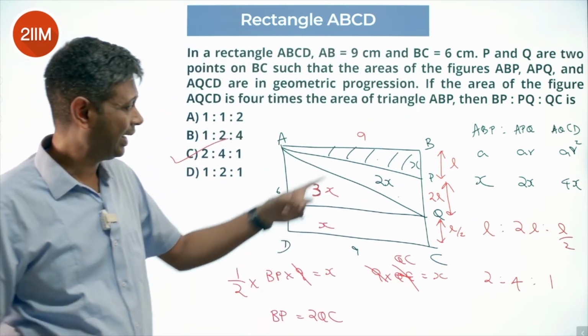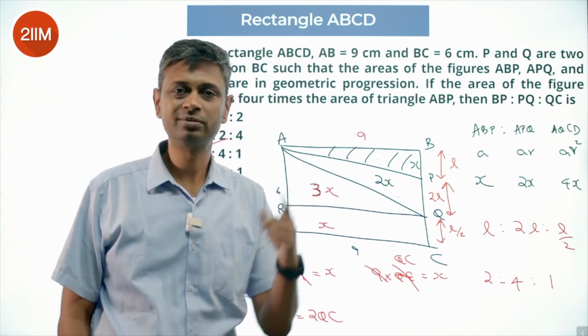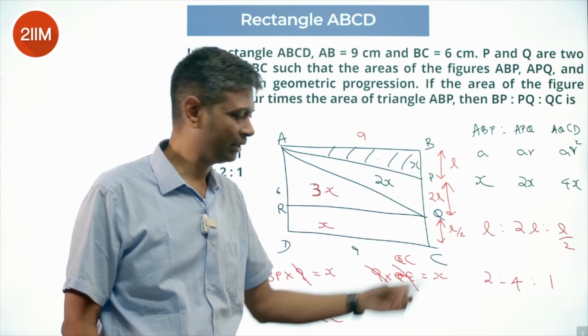Or we could have said x, 2x and 4x. The overall area is 7x. 7x is 54. Get x, get the bases. We are through.